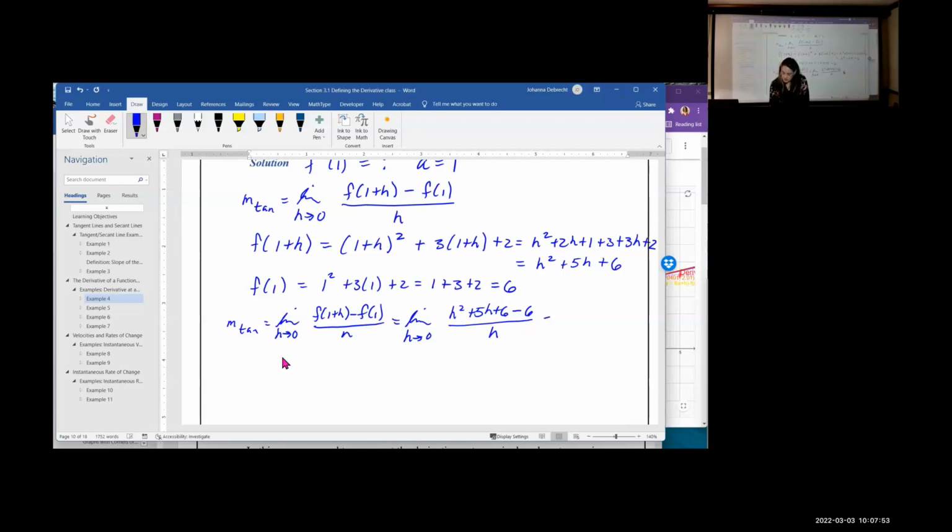So this is going to give me the limit as h approaches 0 of h squared plus 5h divided by h. You can factor the h out, or you can split it into 2 fractions, but it comes out of both terms in the numerator, not just one. Both terms are being divided by h, so you get h plus 5.